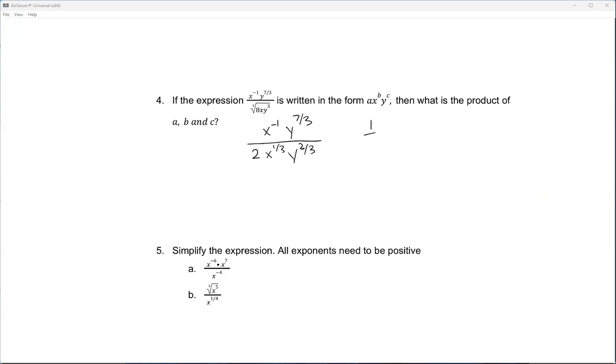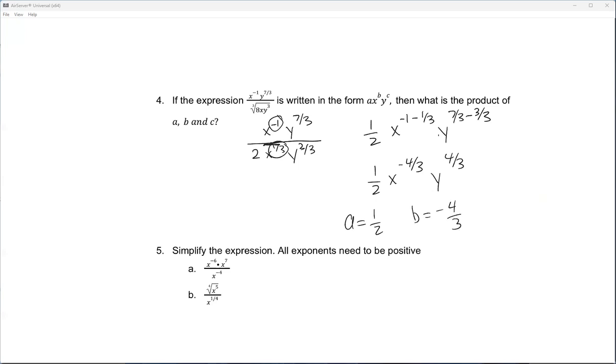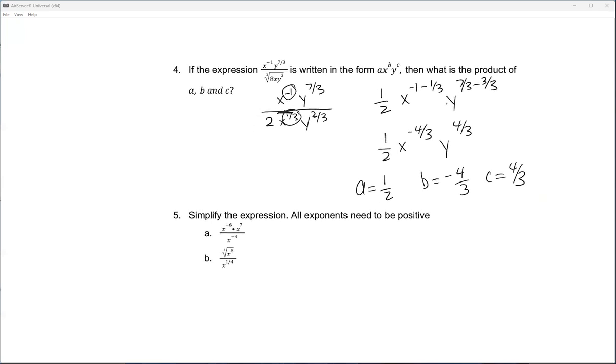So this equals 1 over 2, x, and then minus 1 minus 1/3, because when you're dividing, you subtract negative 1 and 1/3. And then this is y to the 7 over 3 minus 3 over 3. This equals 1 over 2, x to the negative 4 over 3 power, y to the 4/3 power. So A is equal to 1/2, B is equal to negative 4 over 3, and C is equal to 4 over 3. So that is negative 16 over 18, which is negative 8 over 9.